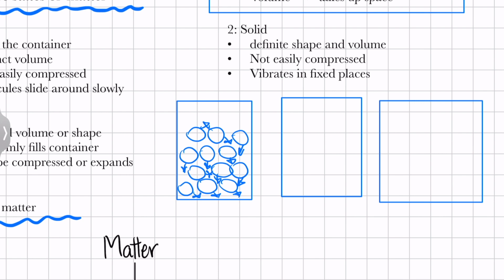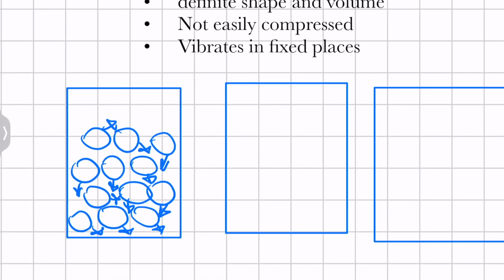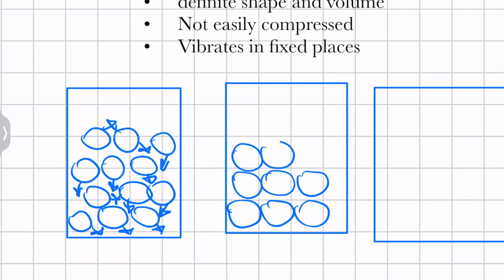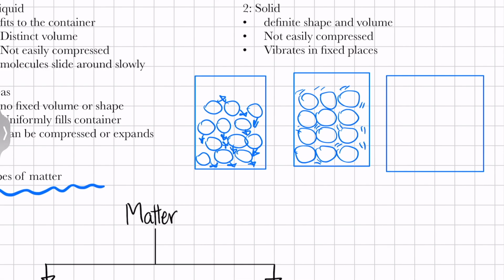They have a definite shape and volume, and they're not easily compressed and merely vibrate in their fixed places. As you can see, they are very orderly and have no to very little space in between their molecules. Hence, they don't move around at all and they just vibrate, as demonstrated by these two straight lines I'm putting around these molecules. This is also why they have a fixed shape and they don't adjust to any container that you put them in.